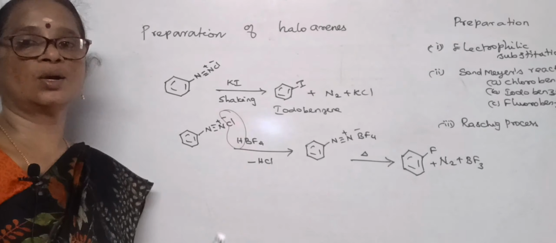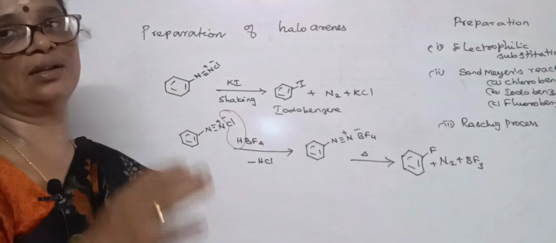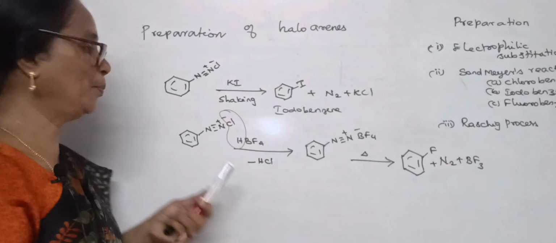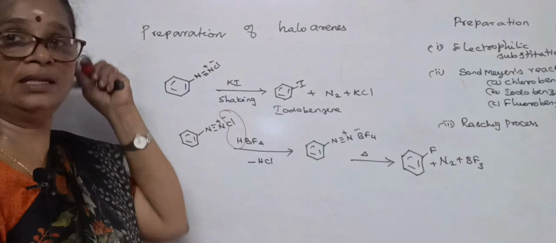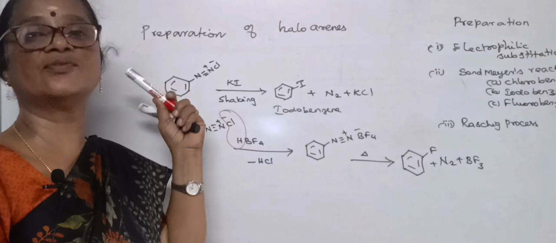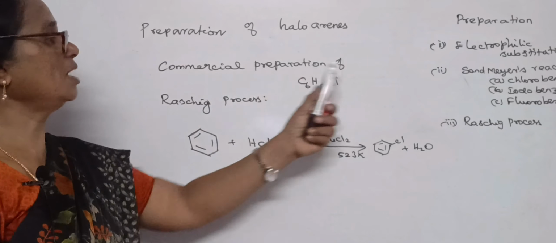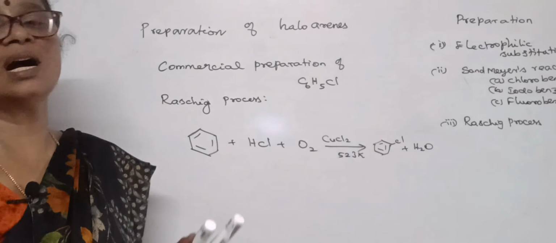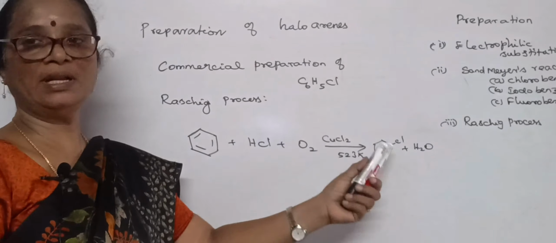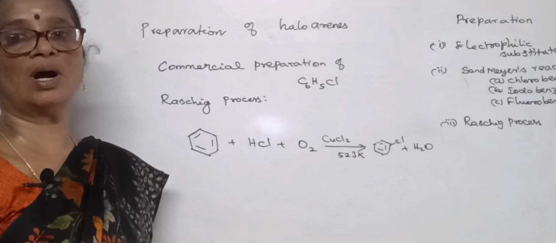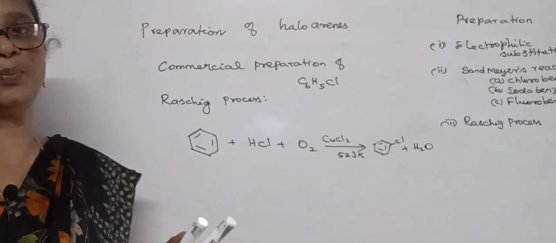So all the chloro, bromo, iodo and fluoro derivatives can be prepared from benzene diazonium chloride. This is prepared in turn by the diazotization of aniline. Commercial preparation of chlorobenzene. Commercial means to be manufactured. The compound is manufactured in large quantity. That is called commercial preparation.